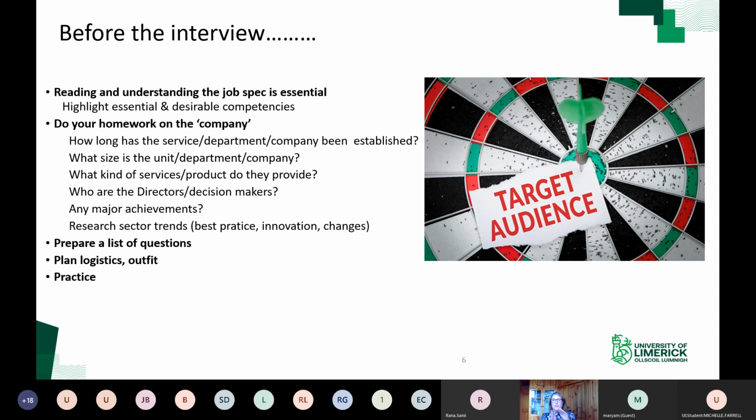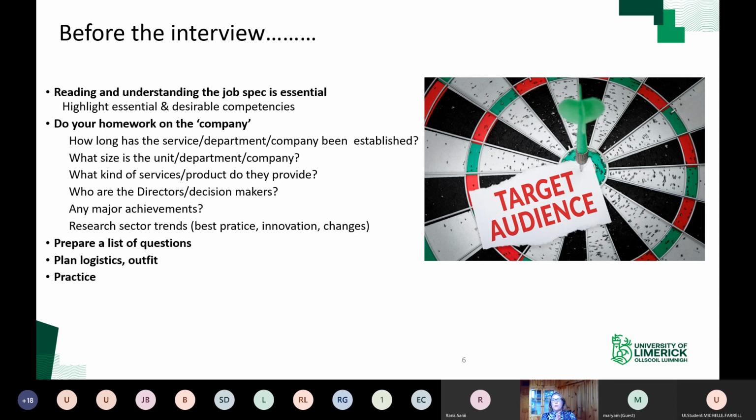Because even before the interview, before you get called for an interview, that's the information the company will use to determine who gets screened and who gets called to interview. So they will look for you to meet those desirable and essential criteria. Essential first, obviously, and then desirable criteria. The other thing that's really important is to do your homework on the company.